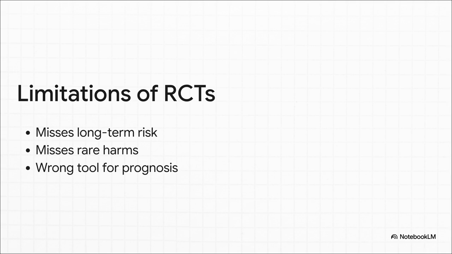Second, the sample sizes are usually way too small to catch rare side effects. If a complication only happens in, say, 1 in 10,000 patients, an RCT with 500 patients is going to miss it almost every single time. It's just a numbers game.